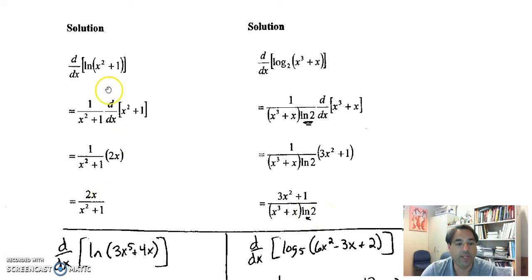So, in reviewing, when taking the derivative of a natural log or a log, it's kind of the same thing. 1 over whatever you're taking the natural log or log of, times the derivative of whatever you're taking the natural log or log of. But don't forget, if it has a base, like log base 2, we put ln of whatever the base is in the denominator.